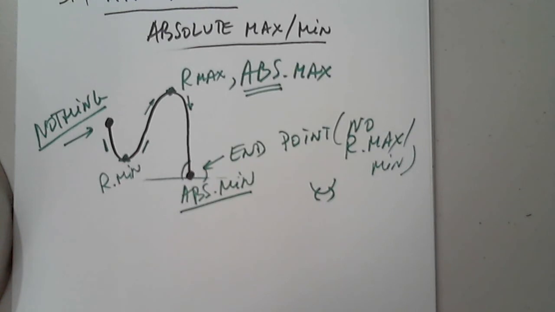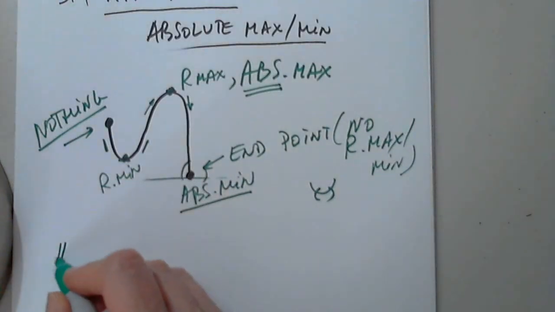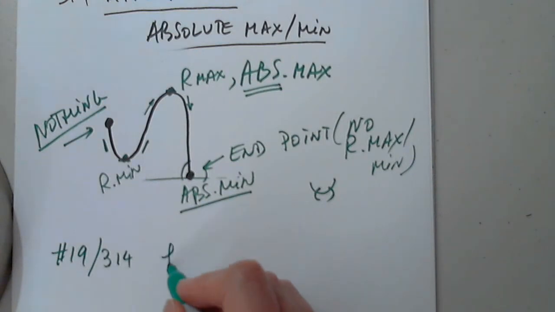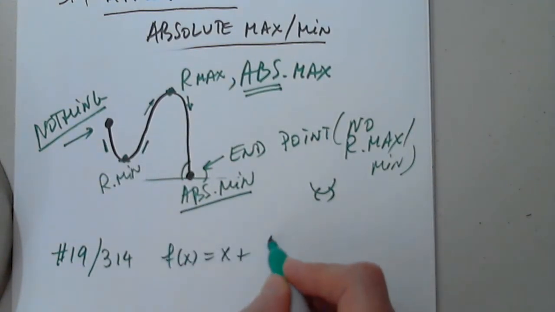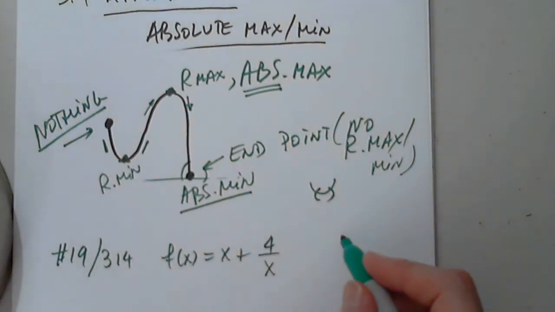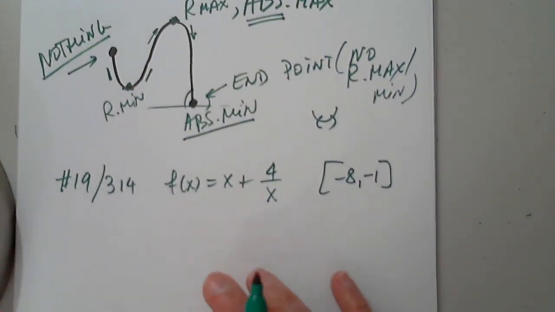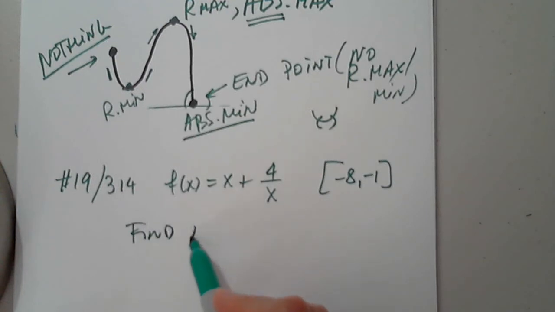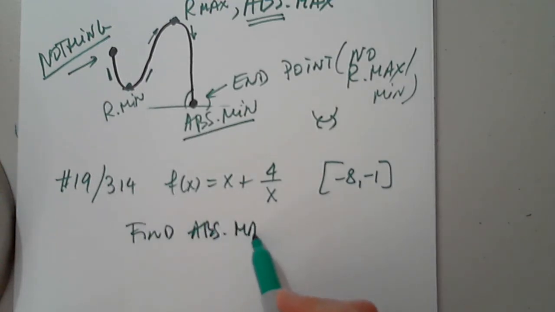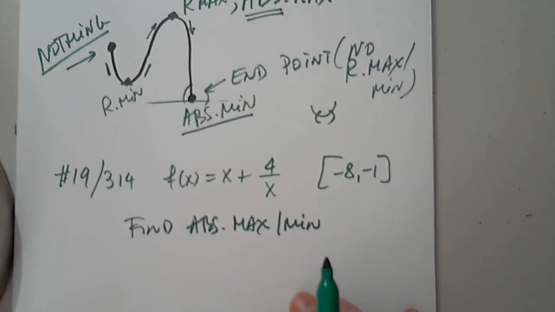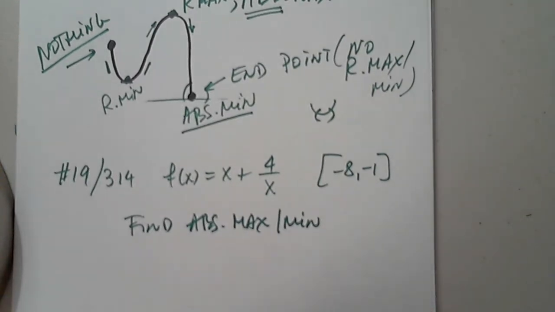So let's look at a problem, something like 19 on page 314. So we have f of x equals x plus 4 over x, and the interval is -8 to -1. They're asking us to find absolute max min on the given interval. And also, I will add the relative too.